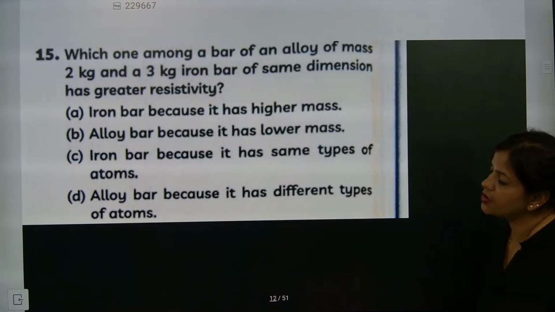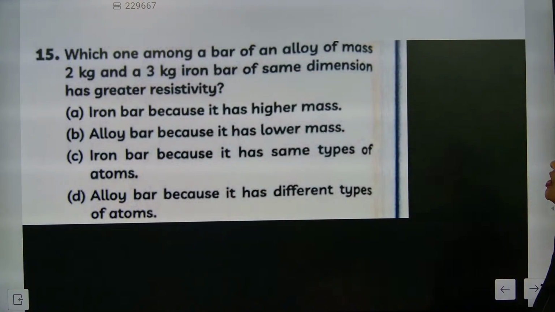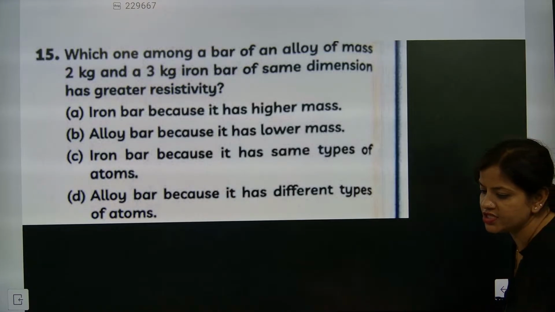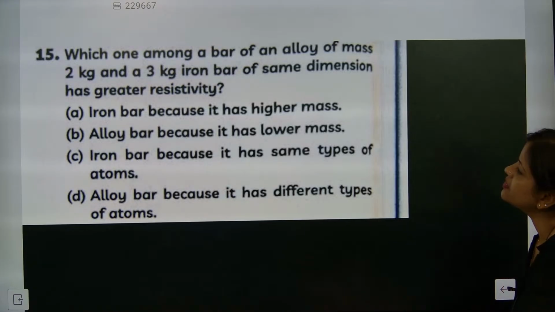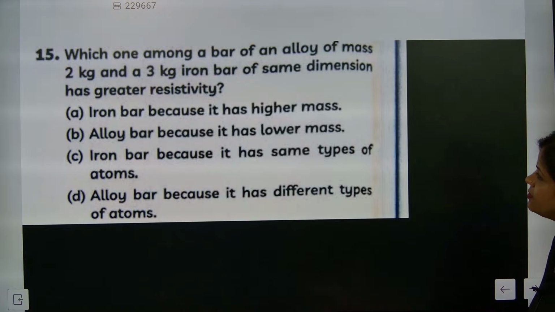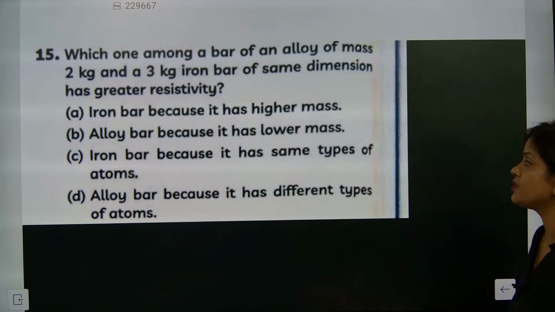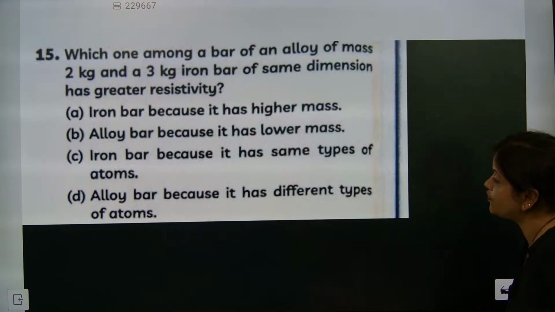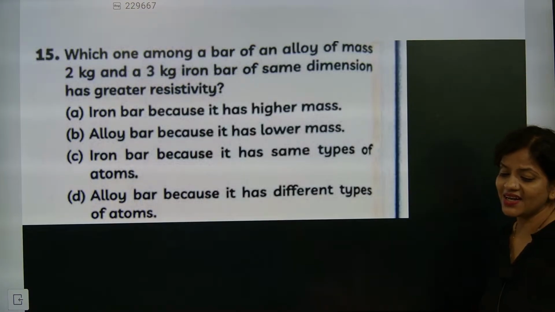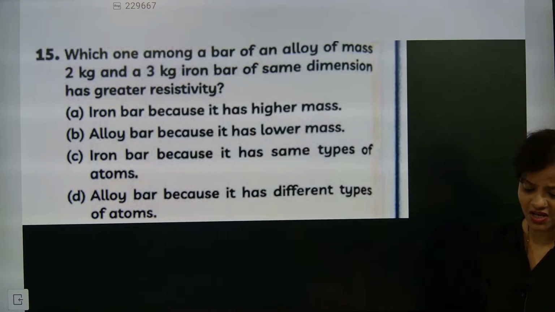Now go for question number 15. Which one among a bar of an alloy of mass 2 kg and a 3 kg iron bar of the same dimension has greater resistivity? Iron bar because it has higher mass, alloy bar because it has lower mass, iron bar because it has the same type of atoms, or alloy bar because it has different type of atoms. Please answer this question very carefully, beta. Think and then answer.